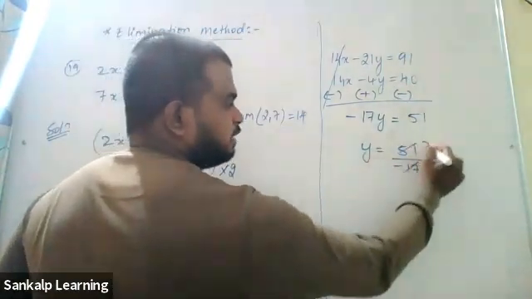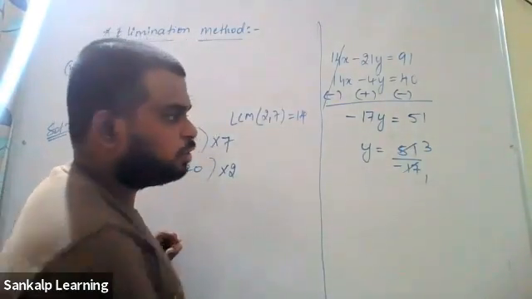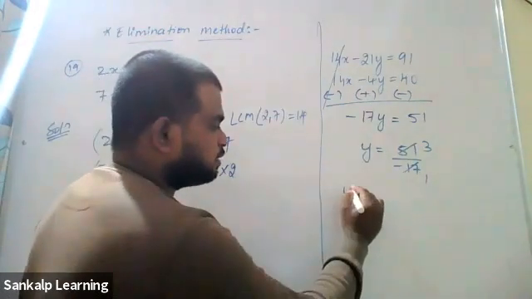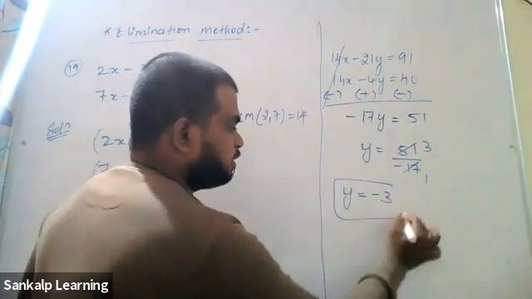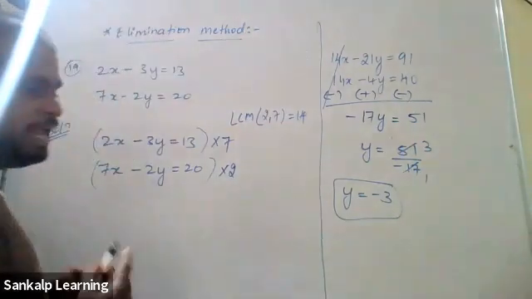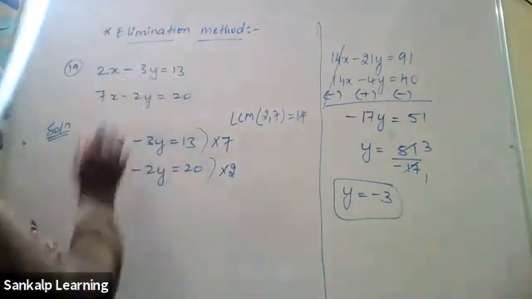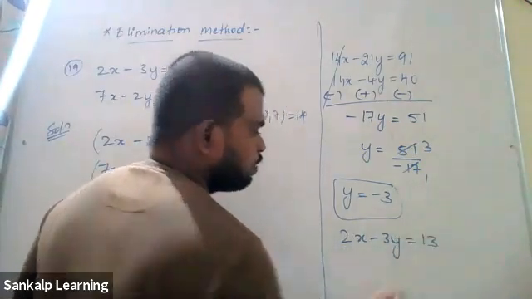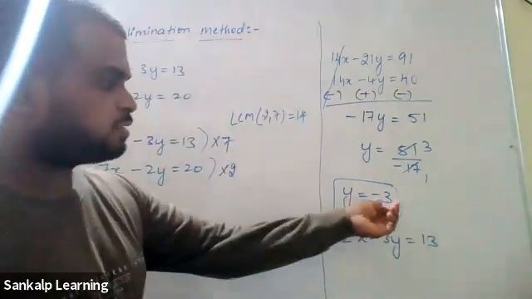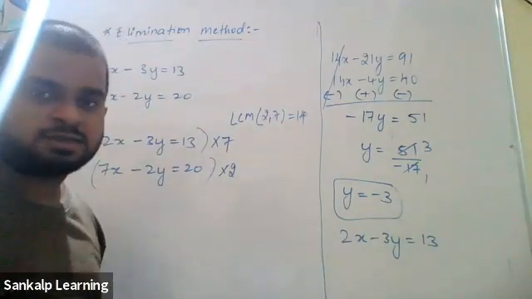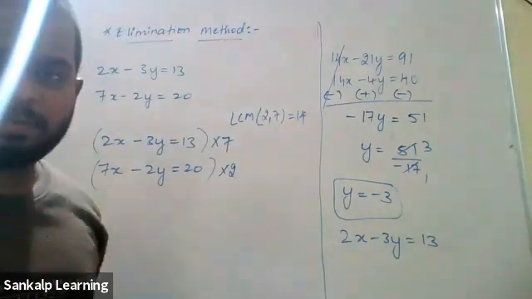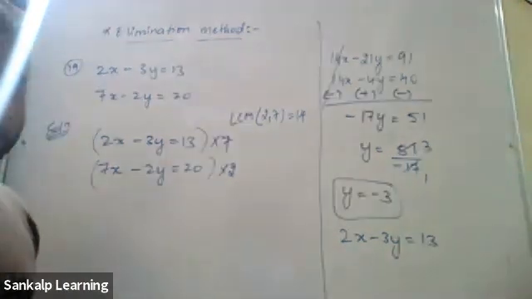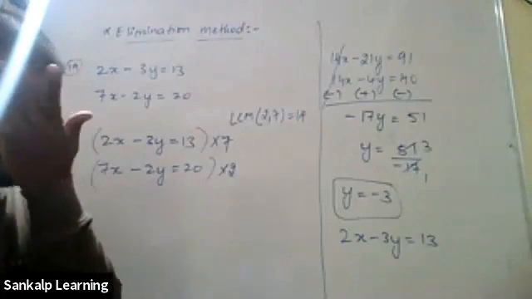17 ones are 17, 17 threes are 51. Many classes I've already told you, you can get the negative sign in the denominator to the numerator. Doesn't matter. So y is equal to negative 3. What will be the next step? Take any equation you choose. Let me take the first one itself. Put the value of y here, that is minus 3, and calculate the value of x. I guess from here you can do it, isn't it? Yes, sir.